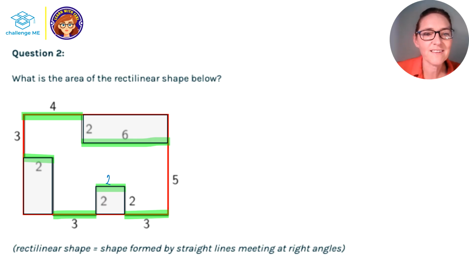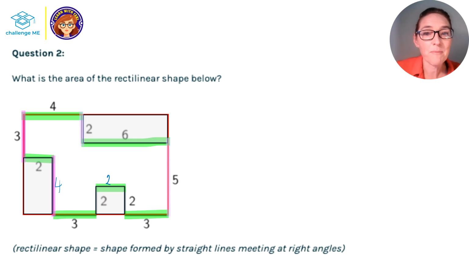And let's look at the vertical distances. So we've got a 2 and a 5, so the total vertical height is 7. So this one here must be a 4 because we've got a 3 and a 4 to also make 7. We've filled in all the gaps.